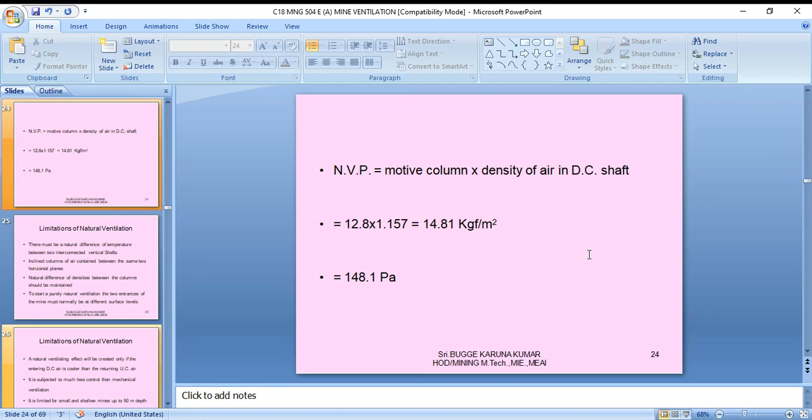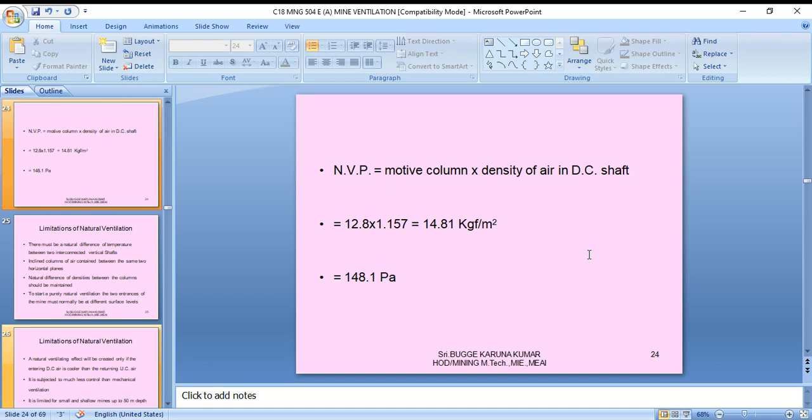Now, NVP equal to motive column into density of the air in DC shaft: 12.8 into 1.17, that is 14.87 kgf per meter square. Converted into Pascal, you will get 148.1 Pascals. So this is the best example for the calculation of motive column.